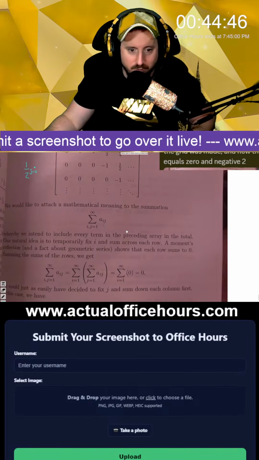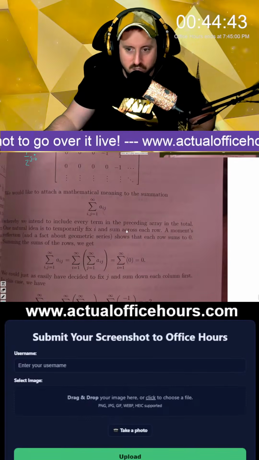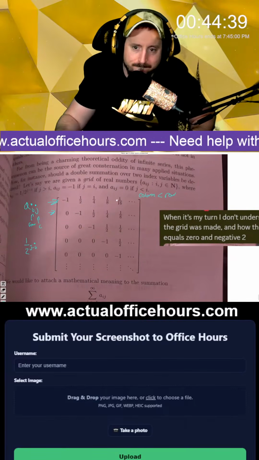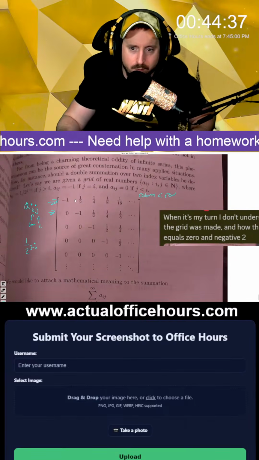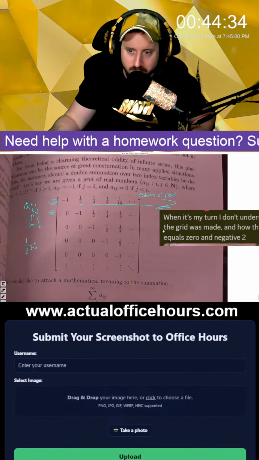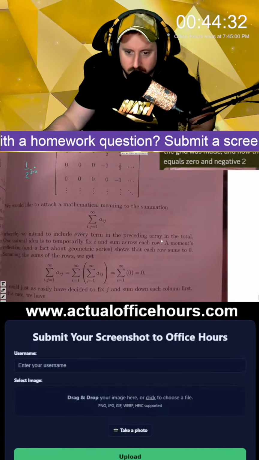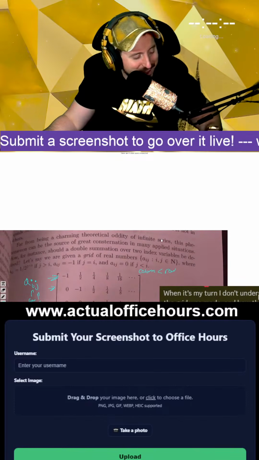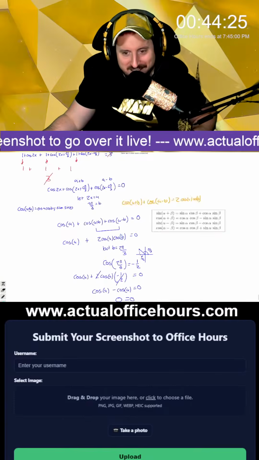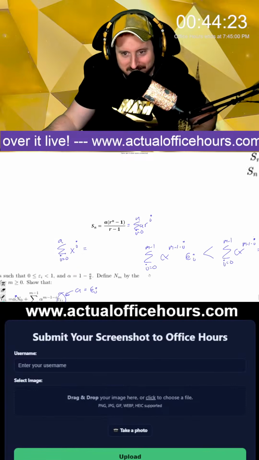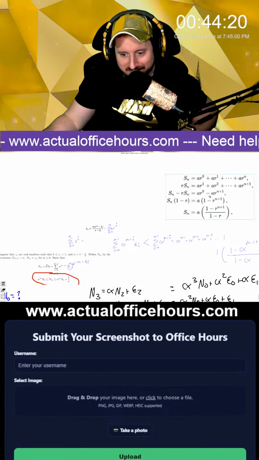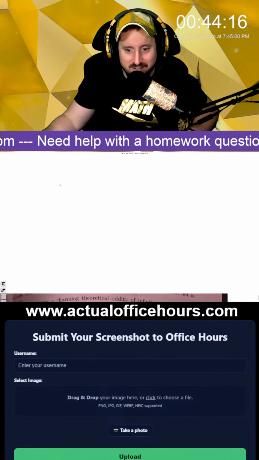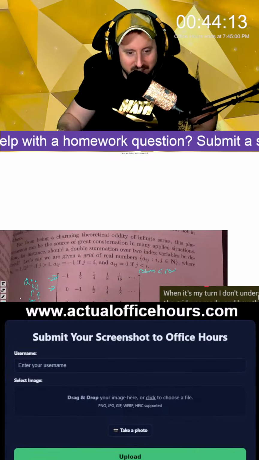A moment's reflection shows that each row sums to 0. Oh, that's cool. Because is the sum of this equal to 1? Yeah, you can use the geometric series formula. We can literally use what we just did. Where was it? Here, this one. You said you know it off the top of your head for infinite sums? Yes, I do actually.